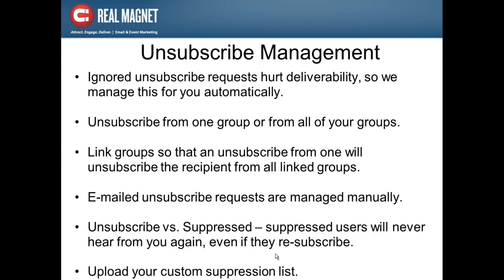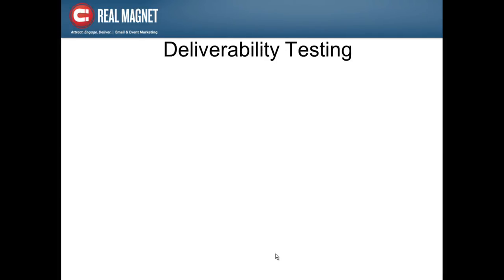Now, if you've been using some other solution in the past and you already have a list of email addresses that you need to have suppressed and have continued to be suppressed, you can just upload those lists directly into the Real Magnet client so you don't have to start from scratch.